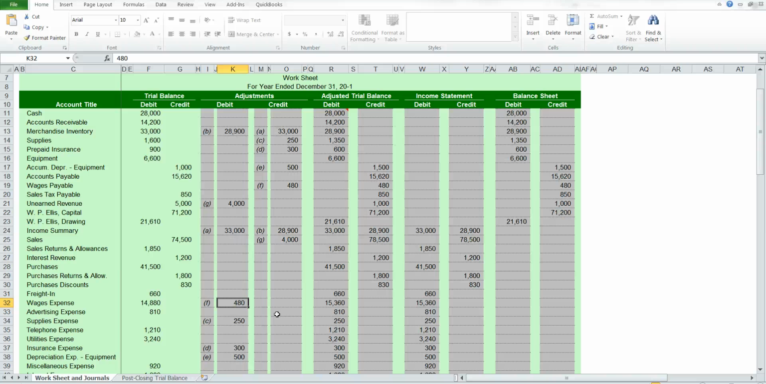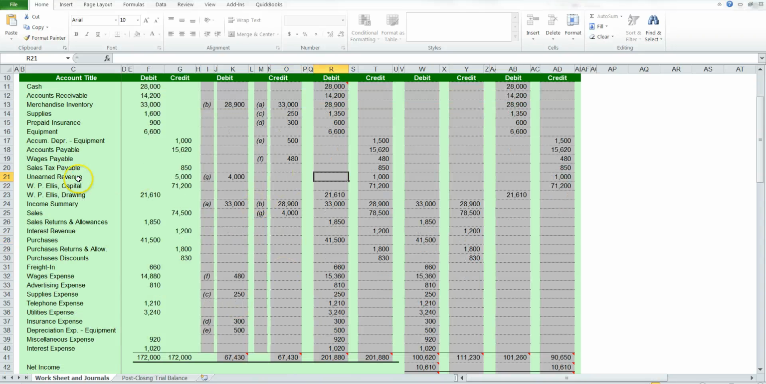Unearned revenue of $1,000 we need to account for. So our unearned revenue account will now have a credit balance of $1,000. It started with a $5,000 credit balance. To decrease it, we need to debit $4,000, and we will also debit sales for $4,000.